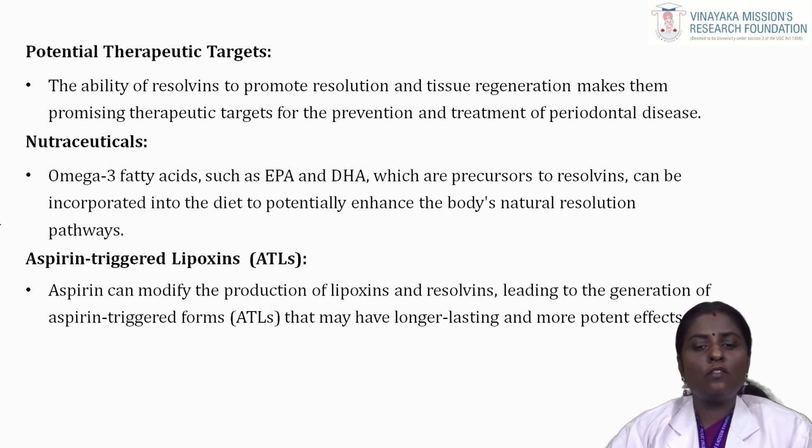The ability of resolvins to promote resolution and tissue regeneration makes them promising therapeutic targets for the prevention and treatment of periodontal disease. Nutraceuticals or omega-3 fatty acids like EPA and DHA, which are precursors of resolvins, can be incorporated into the diet to potentially enhance the body's natural resolution pathways. We have aspirin-triggered lipoxins. Aspirin can modify the production of lipoxins and resolvins, leading to the generation of aspirin-triggered forms that may have longer-lasting and more potent effects.